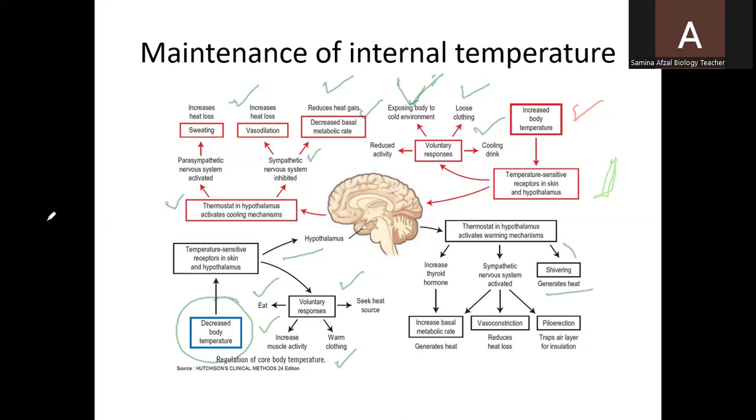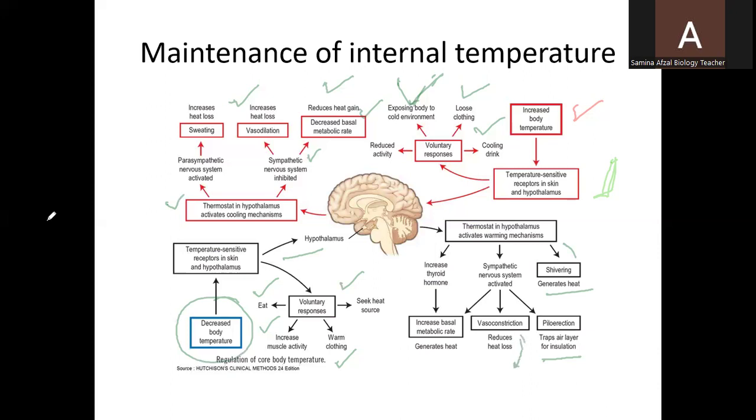The parasympathetic and sympathetic nervous system will also be activated, and the sympathetic nervous system will trap air layers for insulation. So the erector muscles will erect the hair, and in this way there will be a trapped insulation layer, and then this will reduce heat loss.